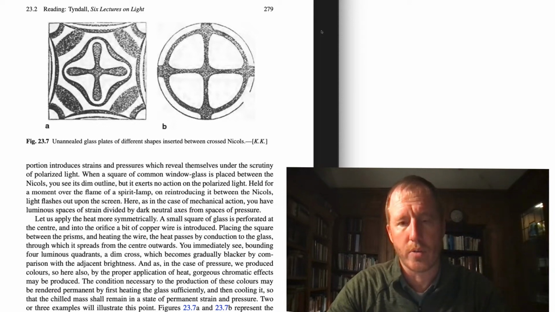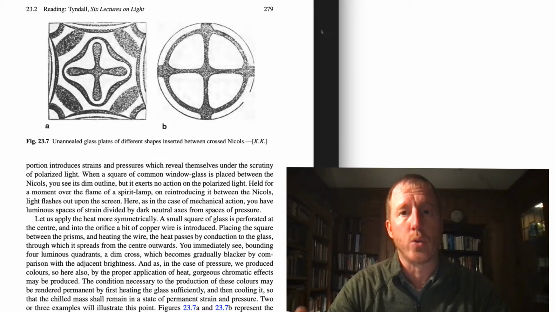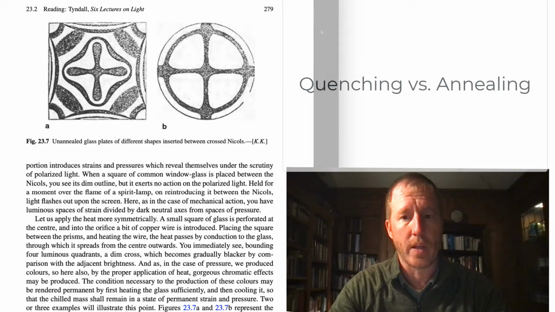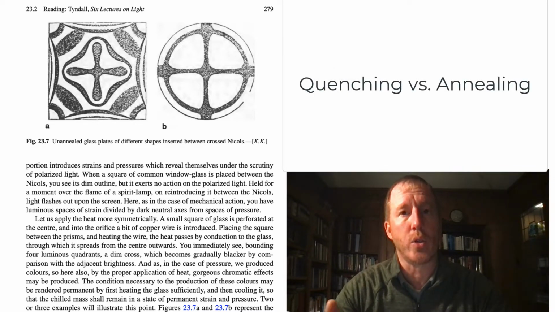So just some terminology here. If you take a material that is very warm and you suddenly cool it, that's called quenching it, and you kind of freeze in any kind of disorder that's in it. And if you anneal it, then that's when you cool it down very slowly, and it gives it a time to work out any stresses or strains, so it becomes very uniform.